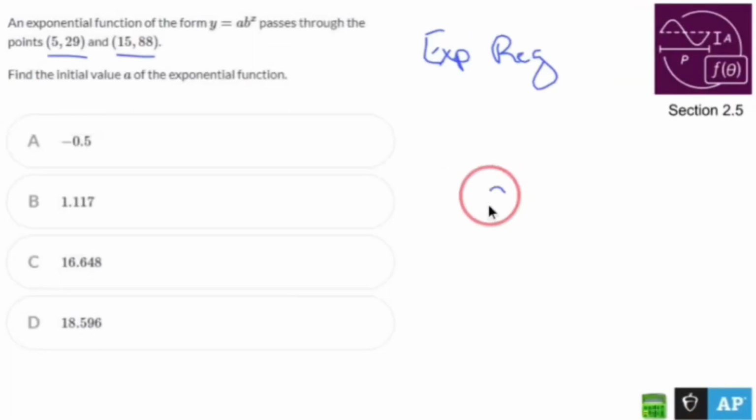So according to this, the A value that I got was 16.648, which is C. Pretty easy.